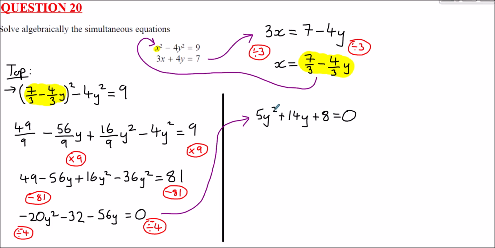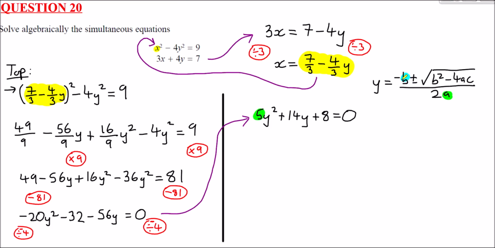At this stage we can use the quadratic formula. So the quadratic formula goes x, or in our case y, equals minus b plus or minus the square root of b squared minus 4ac, all divided by 2 lots of a. So now we need to remember what the a, b and c mean. Well, a is just the coefficient of the squared term, which in our case is 5.